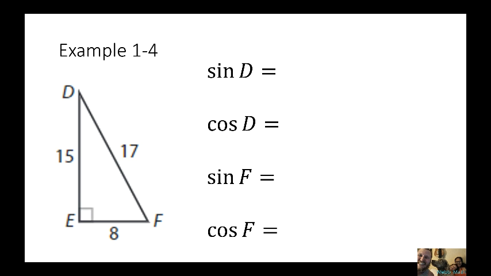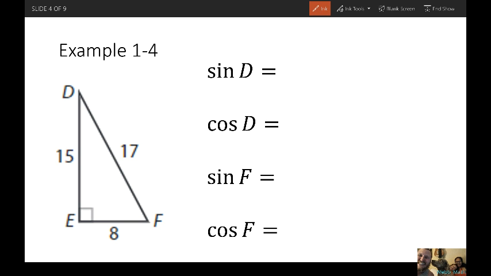So examples 1 through 4. Sine of angle D. So we go to angle D. Sine is opposite over the hypotenuse. So opposite over the hypotenuse. This is how I used to write when I was a kid, when I was your age. So I get 8 over 17.